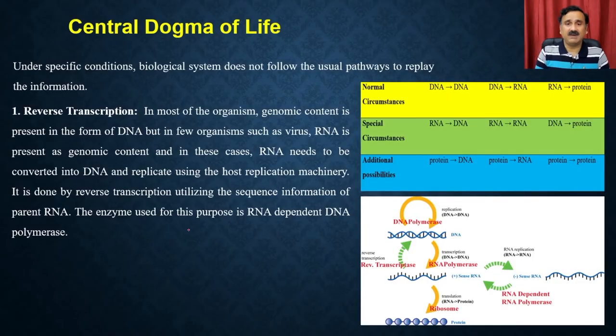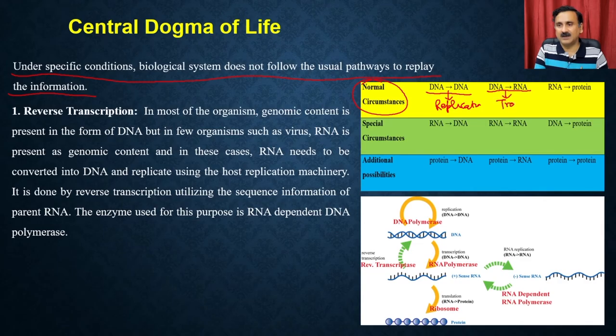But as I said, although Francis Crick said that these processes cannot be reversed, and that the information can flow only from DNA to RNA and then RNA to protein, under specific conditions the biological system does not follow the usual pathway to relay the information, which means it can also have the reverse direction, right? So under the normal circumstances, you have the DNA dependent DNA synthesis. This is called replication, right? Then you can have the DNA dependent RNA synthesis. This is called transcription. And then you can also have the RNA dependent protein synthesis, which is also called translation.